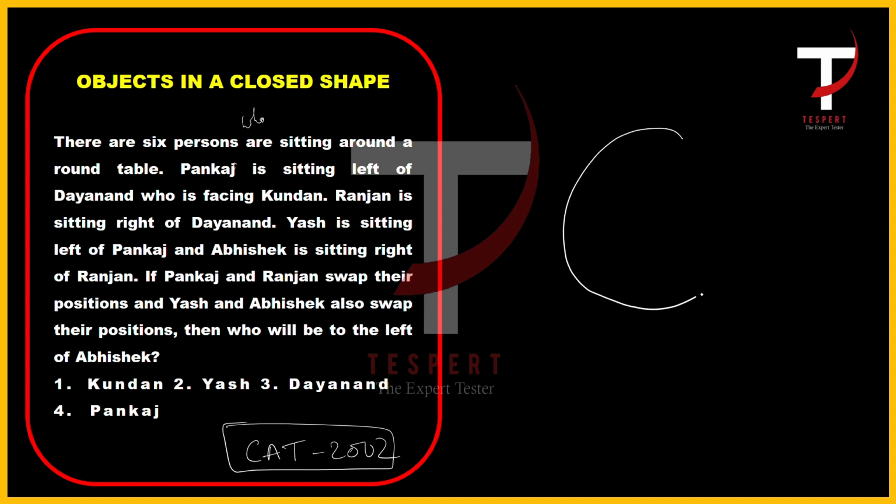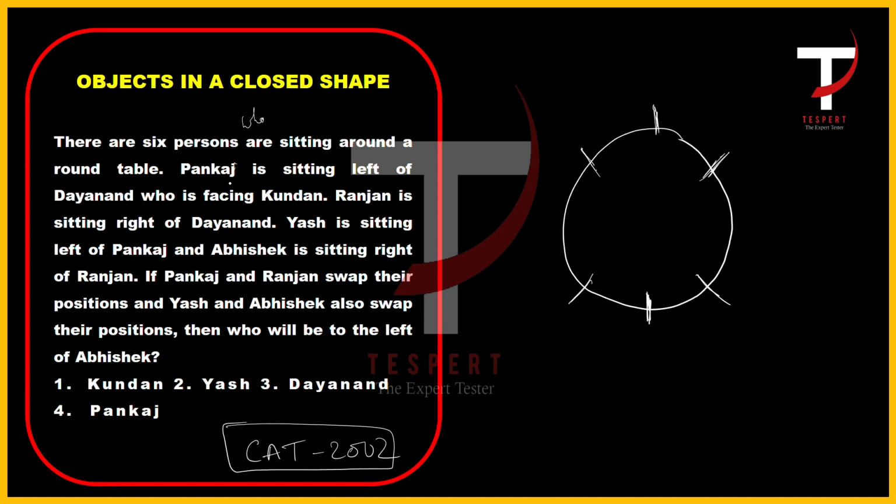A round table. Pankaj is sitting left of Dayanand. We shall mark six persons: 1, 2, 3, 4, 5, 6. Whenever you place the places of persons, take the opposite side. If you place here, you must immediately take the opposite side, because if these are in exactly symmetrical positions, there won't be any confusion.